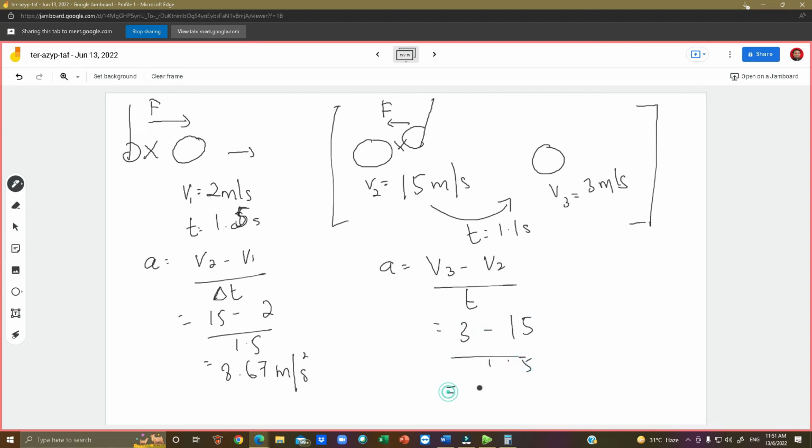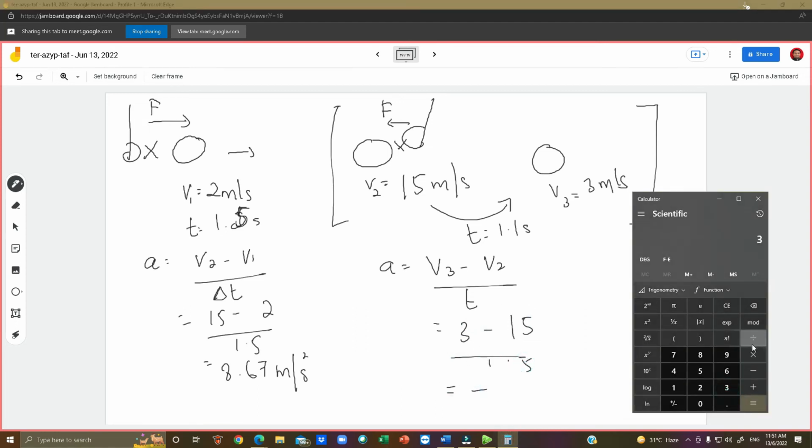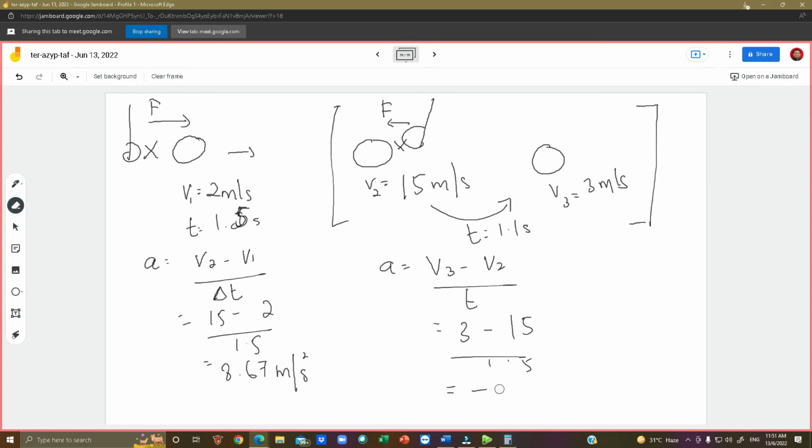Based on here, you know that the answer will be negative. Okay, 3 minus 15 over 1.1. 1.1 bukan 1.5, sorry. Ni 1.1. Saya salah tadi. So it will become negative 10.90, 10.90 ataupun 10.91 di situ. Okay. So negative 10.90 meter per second square. So it shows that it has a negative value, which means kalau kamu nampak case macam ni yang belakang lagi kecil pada yang depan, dia akan dapat negative.